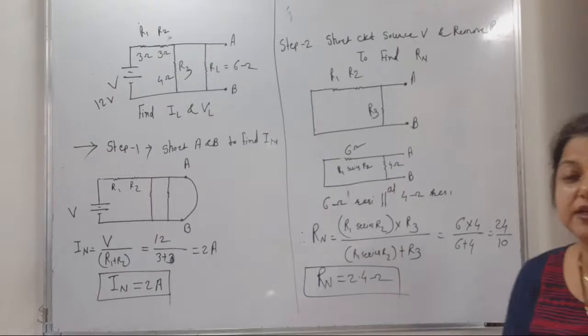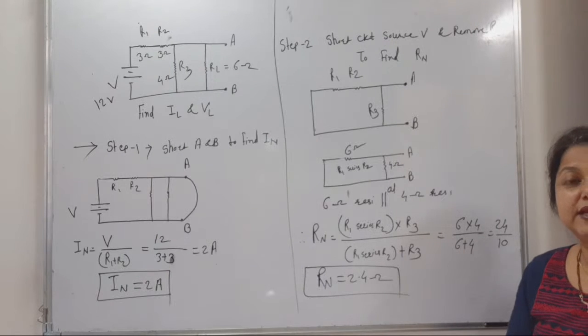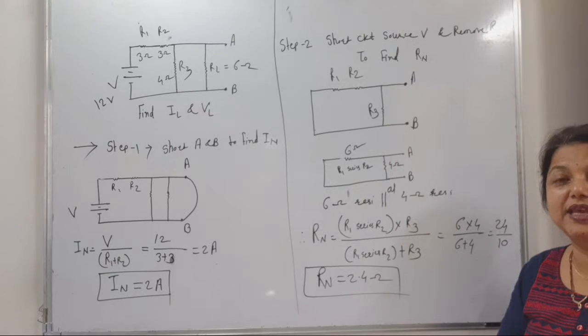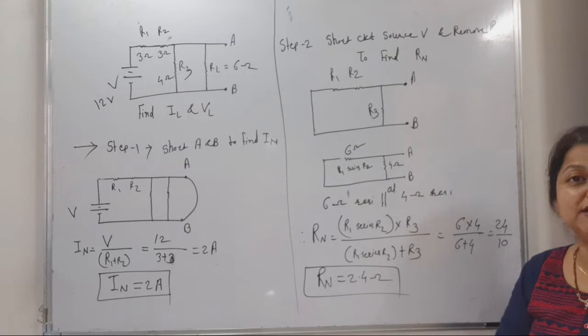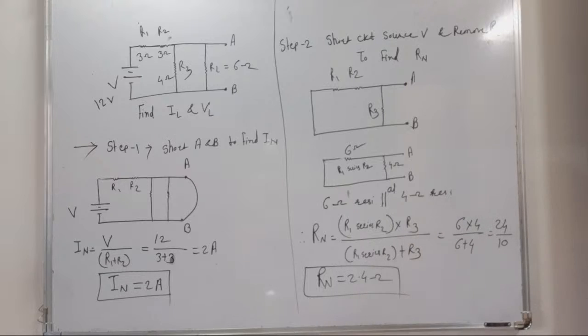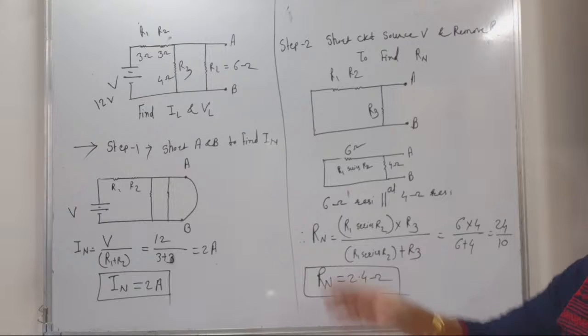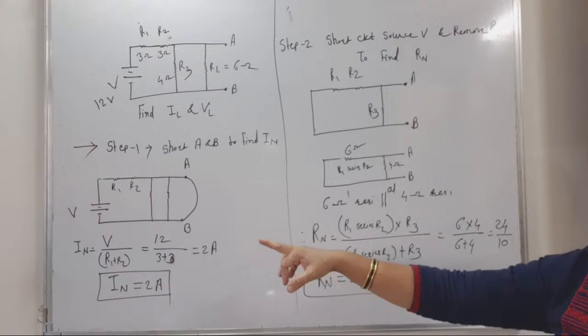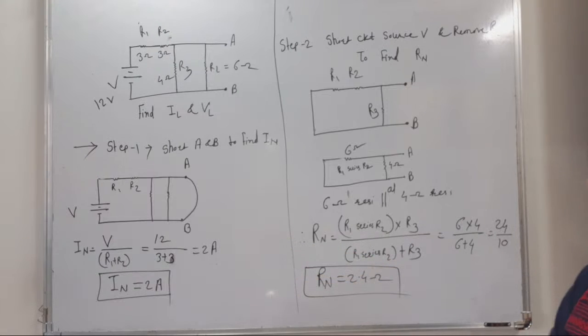Do you understand? Now, do you have any question? In the first step, we short circuit terminals A and B to find Norton's equivalent current due to the source V. In the external loop there are only two resistances R1 and R2, therefore the external resistance is 6, and our V is 12 volt, therefore IN is equal to 2 ampere. In the second step, we remove the source V and also remove load resistance RL to find the equivalent resistance RN.